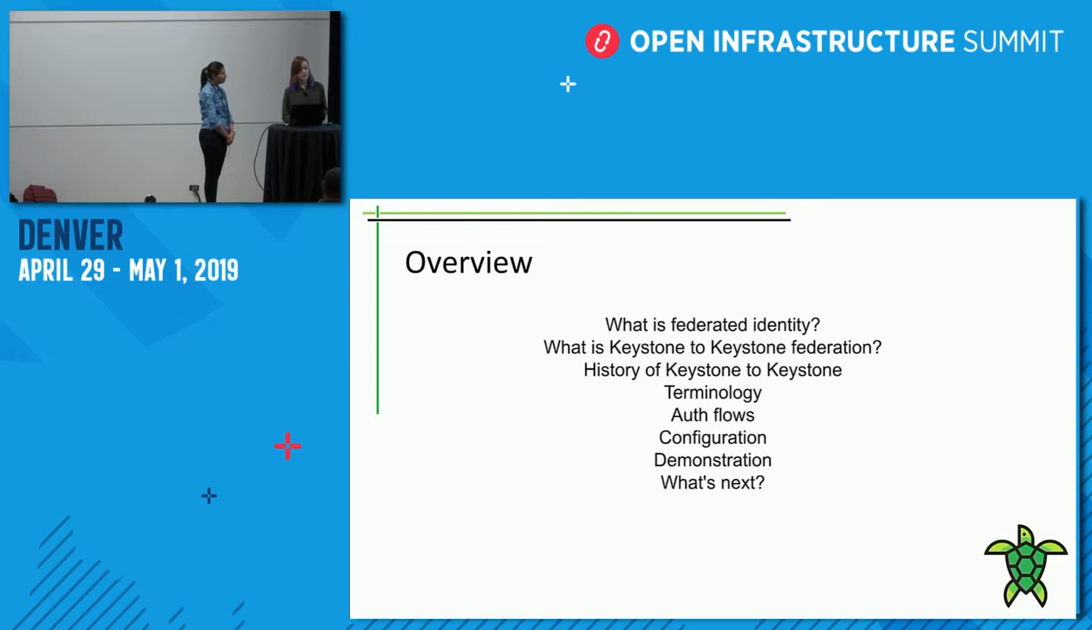So this is an overview of what we're going to talk about today. We'll give a brief introduction to the idea of what federated identity is in general. Then we'll start talking about what makes Keystone to Keystone Federation special, and talk a little bit about the history of Keystone to Keystone, why we have it, and what it's used for today. And then we'll start doing a more technical deep dive into some of the terminology around identity federation, and specifically federation in Keystone. And then we'll talk about some of the authentication flows, the actual sequence of steps that happens when you make a request with a federated identity system like this. And then we'll go into how you can configure this type of system from the ground up and do a little demonstration of that working.